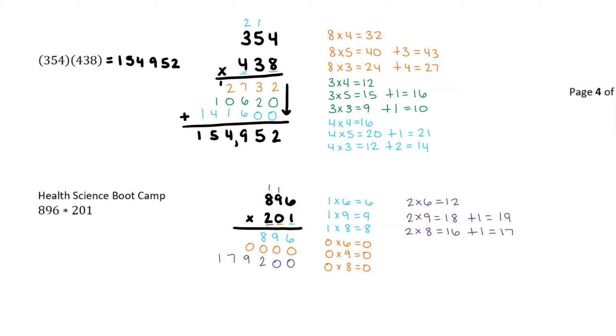Okay, I did all 3 partial products. So now let's add down. 6 plus 0 plus 0 is 6. 9 plus 0 plus 0 is 9. 8 plus 0 plus 2 makes 10. 1 plus 0 plus 9 makes 10. 1 plus 7 makes 8, and then there's just a 1. So 896 times 201 is 180,096.